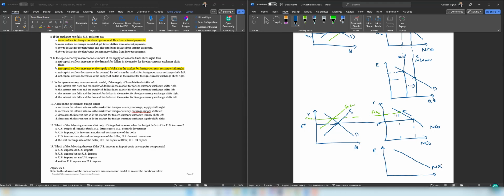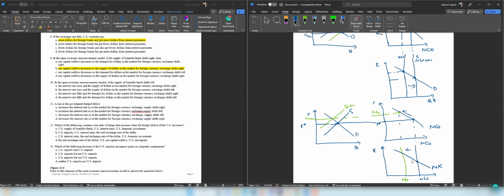And now with the new NCO, look what happens. The NCO shifts to the left. This is my new NCO. Look, I just go down. This is the new NCO and the old one is here. This is the old NCO. So it shifts to the left.